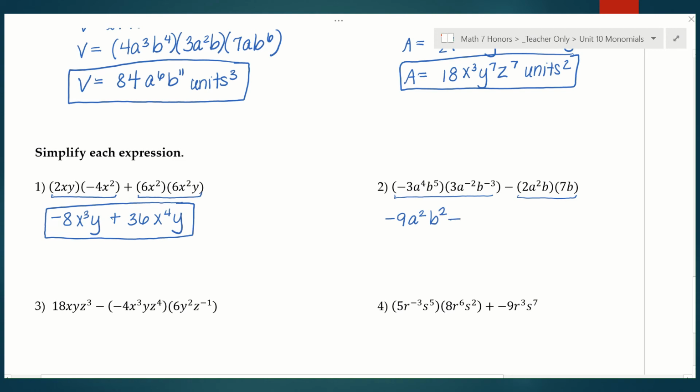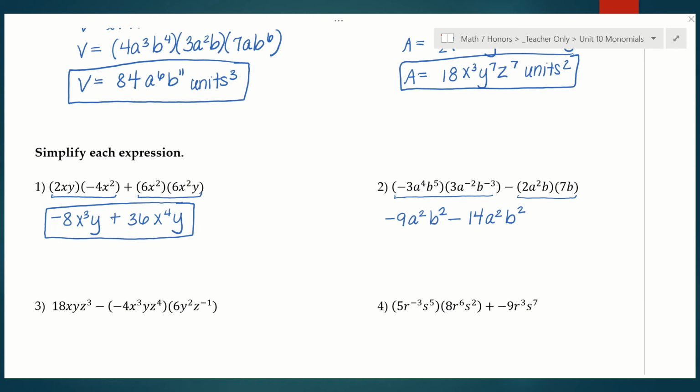Minus, now let's multiply the other two monomials. 2 times 7 is 14, a to the second. B to the first times b to the first is b to the second. And now we see if we can subtract. So ask yourself, are these like terms? Yes, they are both a squared b squared.